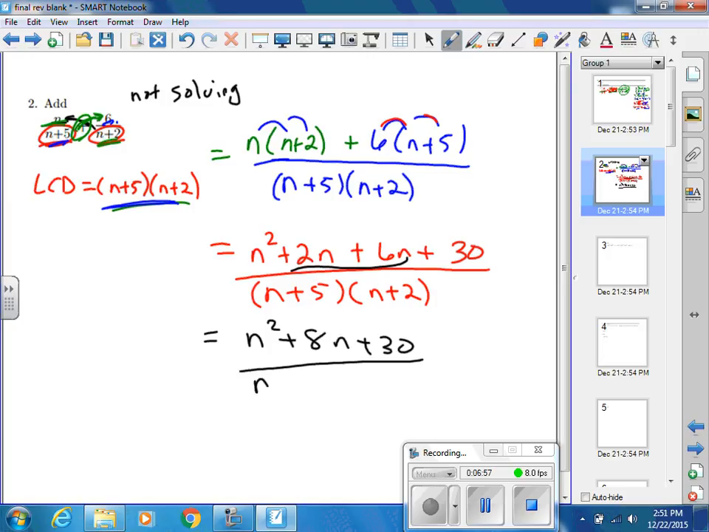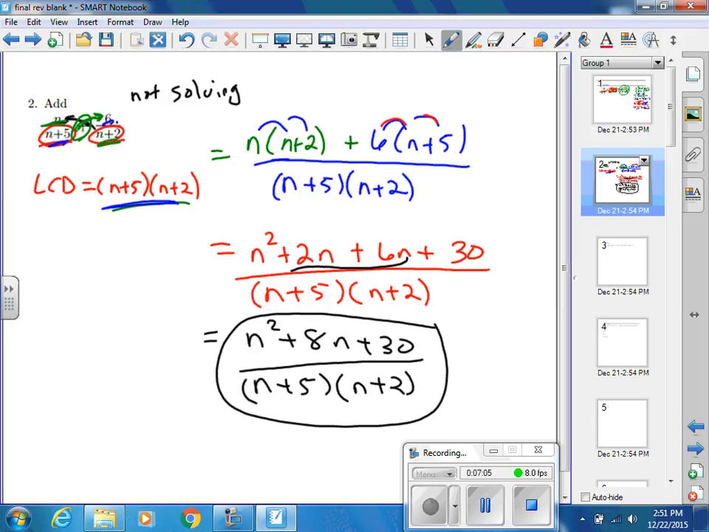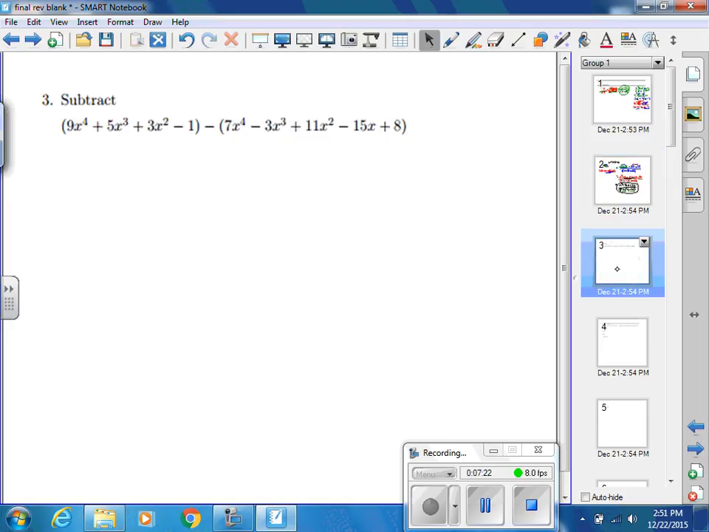Now, in some cases, this top could factor. It doesn't here, which is nice. So the top doesn't factor, so this is my answer. But in some cases, the top will factor, and then maybe you might be able to cancel one of those. But we don't in this situation. This is my answer. I leave it alone. Okay? So remember, there's no equal signs. We're not solving it. We're just doing this. We're going to get an answer like this, and we're finished. All right, let's move on to the next problem here.